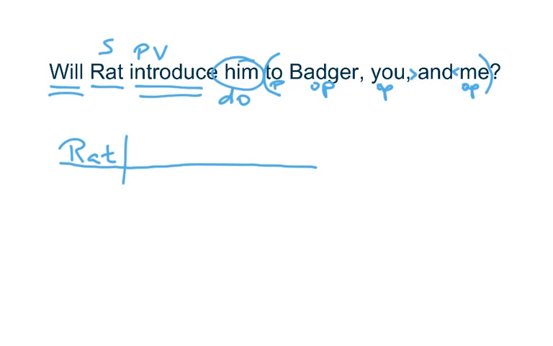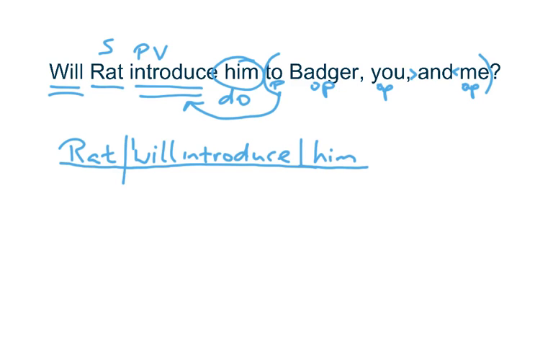Rat, will introduce, who? Him. Okay, so we've got to figure out what to Badger, you, and me connects to in the sentence. Introduce to Badger, you, and me. Him to Badger, you, and me. I think it connects to introduce, right?